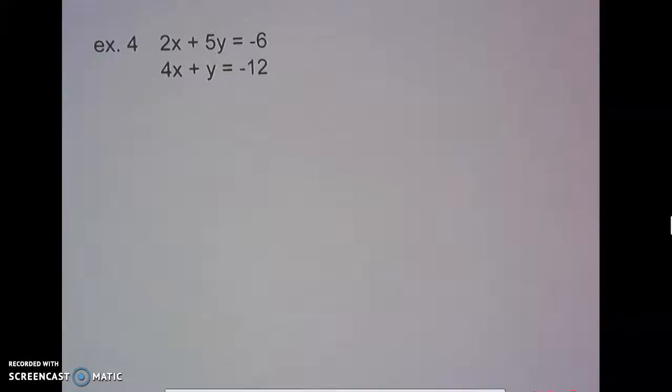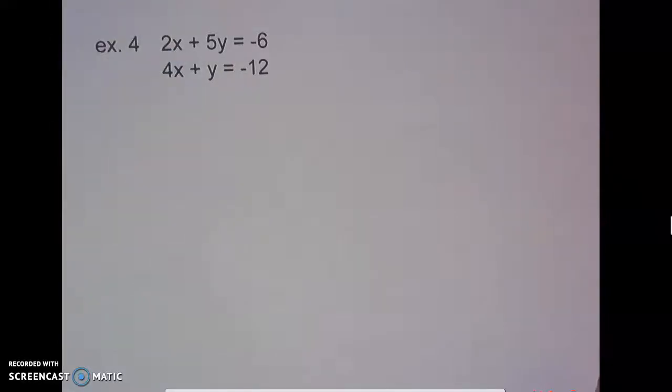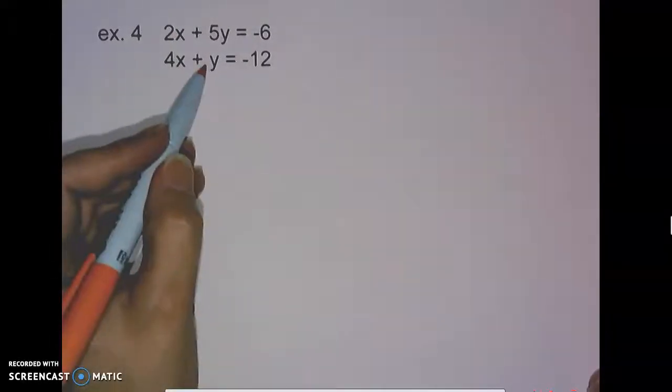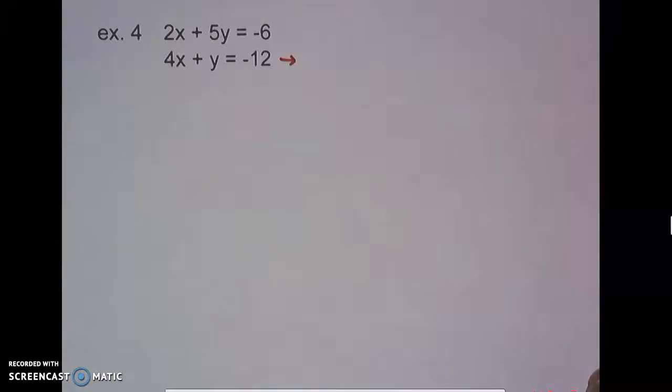You can decide which variable you want to get by itself in whichever equation you want to, but we obviously want to use the path of least resistance, the path that's going to be the fastest or easiest for us to do. So we're going to look for the variable that looks to be the easiest to deal with. So we have 2x, 5y, 4x, and there's a 1 in front of that y. Since that is the easiest, we're going to work on getting y by itself. That means we have to do some work first before we can just start substituting in. We need to get y by itself.